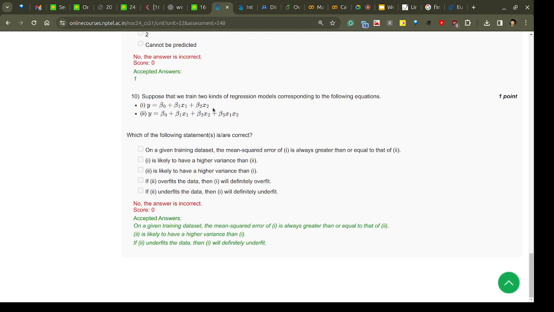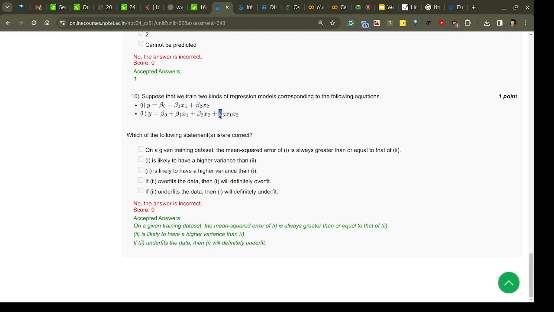But in the case of underfitting, that means it is not fitting properly. On the training set itself we are not able to generalize. So if it is not able to map from input to output on the training data itself, we can definitely say this one will also not be able to do it, because this part is not as complex as that. So you can think of it like this.